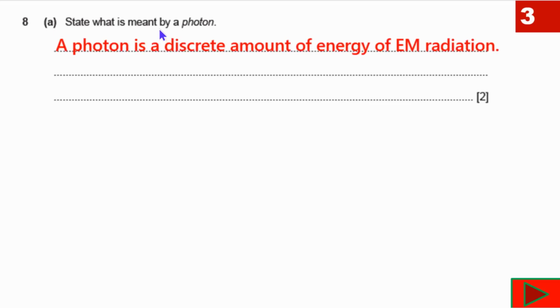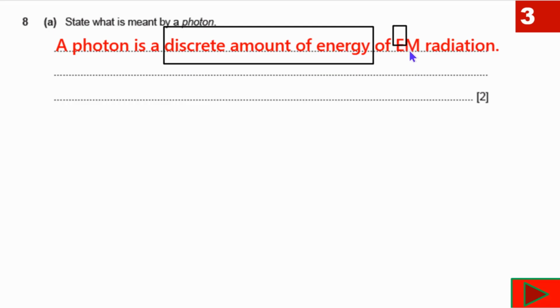Here is a full answer. If you write your answer like this and you mention these 2 points. First point is, if you have mentioned a discrete amount of energy, you will get 1 mark. And if you have mentioned electromagnetic radiation, you will also get the 2nd mark.